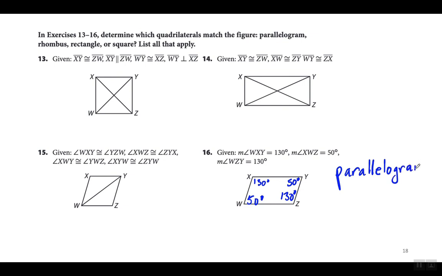Parallelogram. All right. Now, is it a rectangle? To be a rectangle, I need to have at least one right angle, which I don't, or the diagonals have to be congruent, and they're not. So it's not a rectangle.